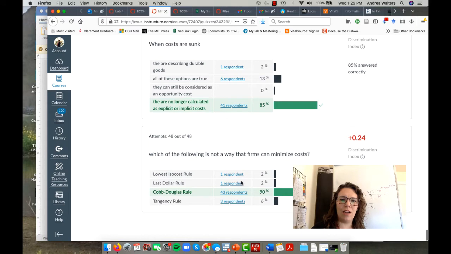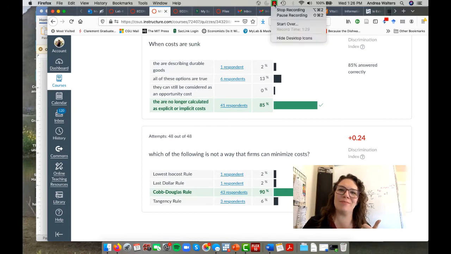Which of the following is not a way firms can minimize costs? The Cobb-Douglas rule is not one of the ways that firms can minimize cost. We can use the lowest Isocost rule, the last dollar rule, or the tangency rule. Those are the three ways that we can calculate a cost minimizing production bundle for a firm, right? Getting that Isocost curve tangent to that isoquant curve. So now, hopefully, we are ready to talk about these short answer problems.